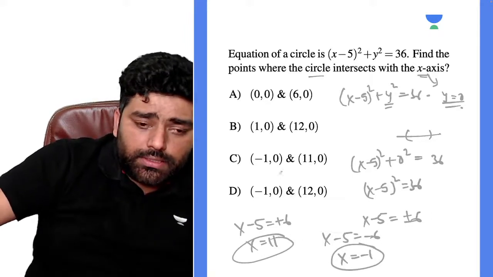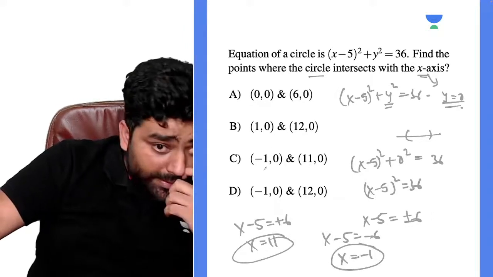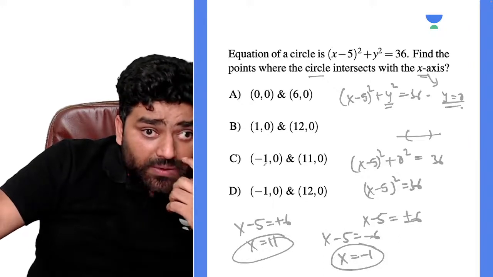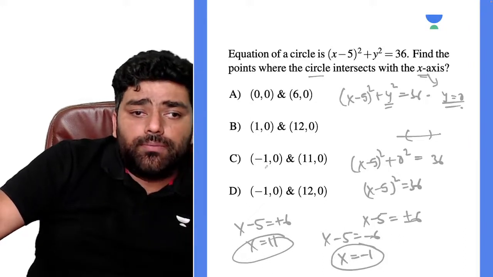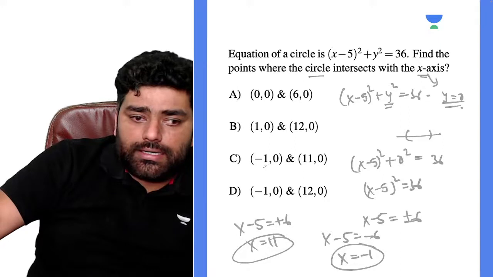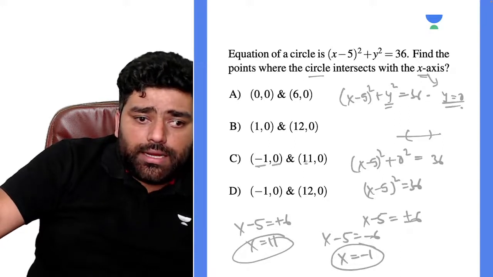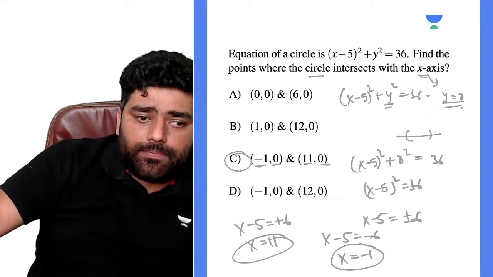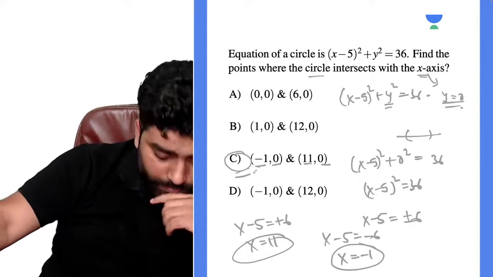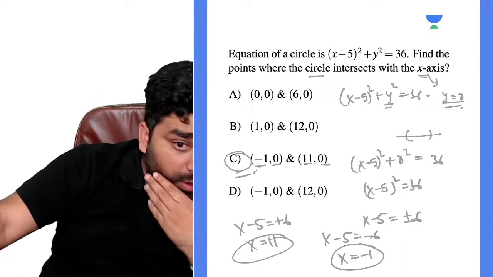So we have found the intercepts, or you can say the points where the circle intersects the x-axis. That is going to be (-1, 0) and (11, 0). So that is C. Hope there is no doubt.